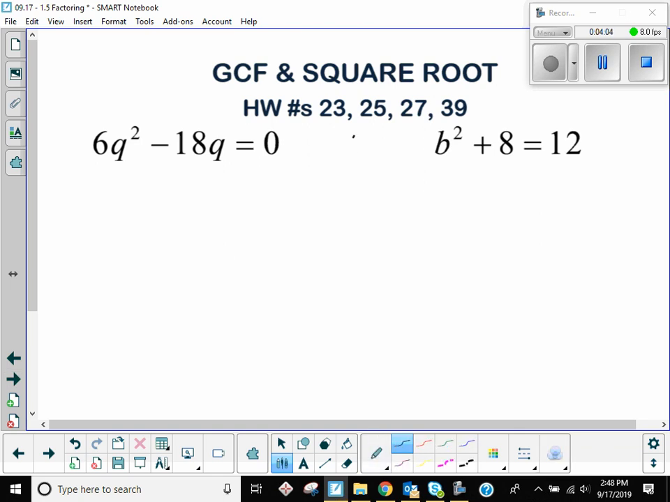The first one is a review of GCF. That stands for greatest common factor. So the first thing we're going to do is factor out the GCF.